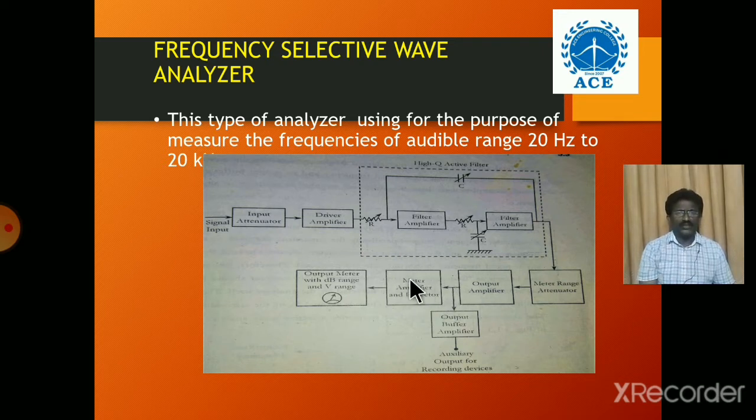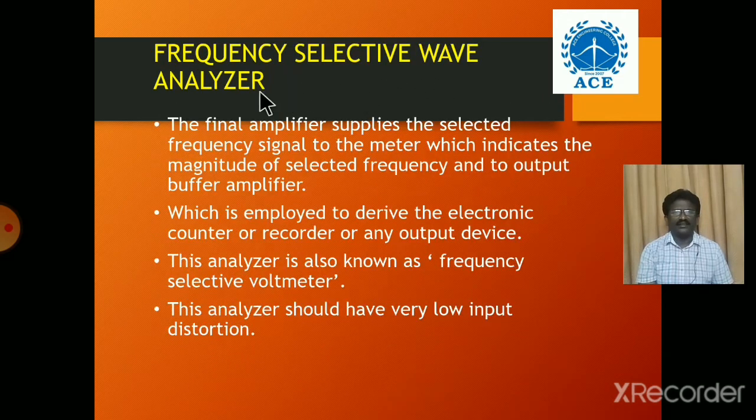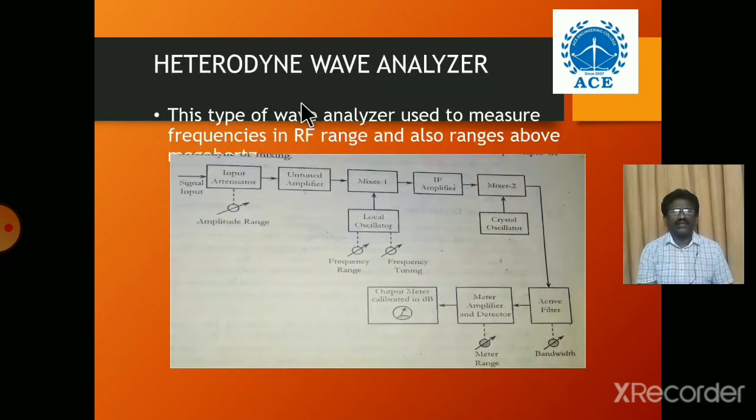Actually, with the help of this analyzer, you can measure frequencies in the audible range from 20 Hz to 20 kHz. So this is the explanation for the frequency selective wave analyzer. Next one, the heterodyne wave analyzer.